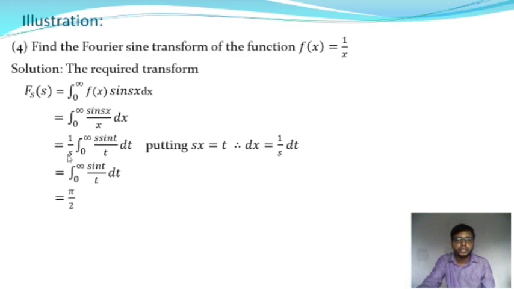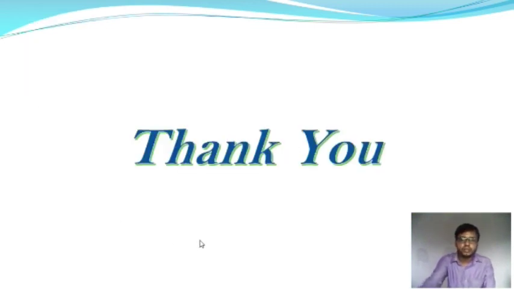Now we cancel s from numerator and denominator, and the definite integral will be the integral from 0 to infinity of sin t by t dt, and the value of this definite integral will be pi by 2. So this is the value of the Fourier sine transformation for the function 1 by x. I will stop here. Thank you.